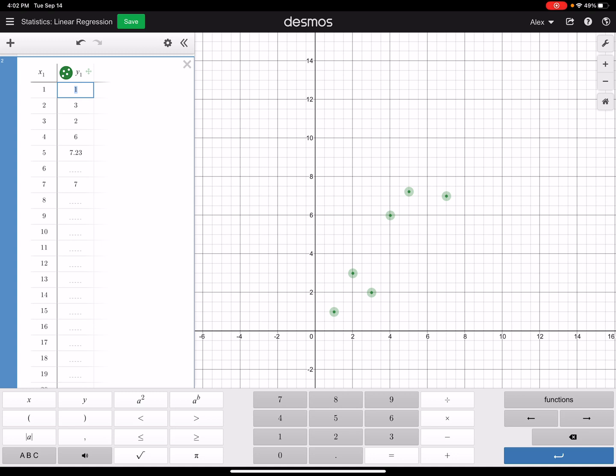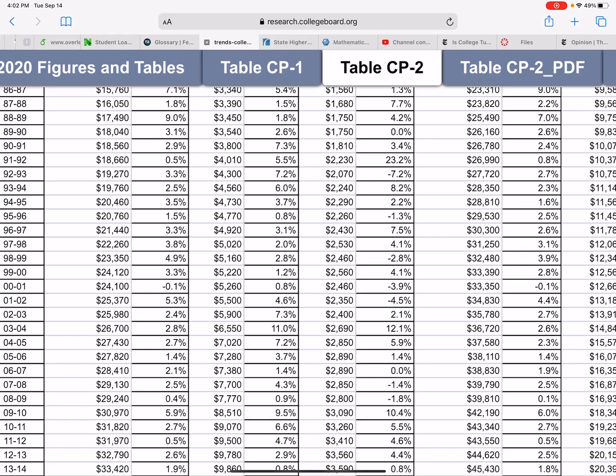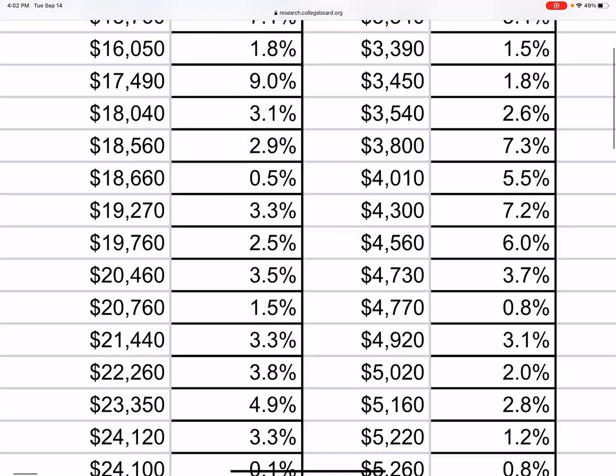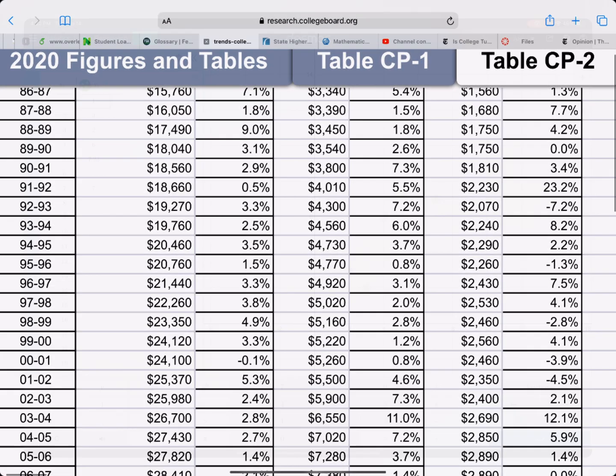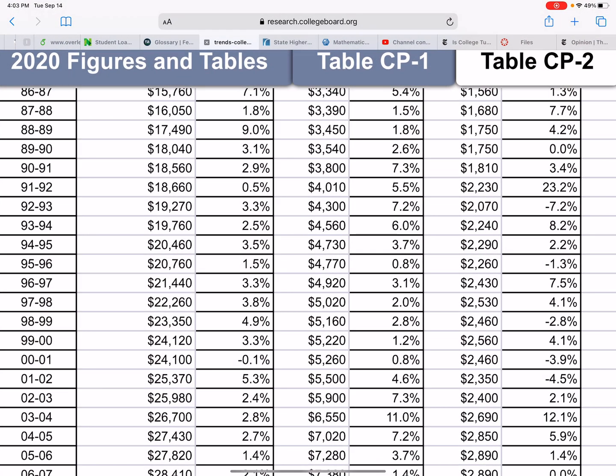The y components of the points represent tuition price. So for year 1, I see that tuition is $18,560, so that's what I'm going to enter here. I'm going to press the down key, not the enter key, so that I don't have a blank space. That would be annoying. Then I'm just going to keep doing this.